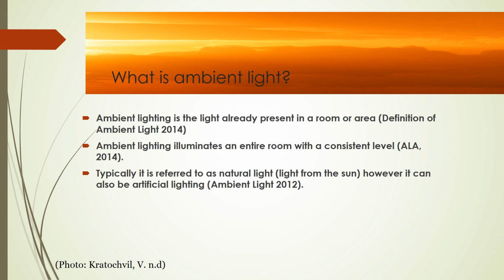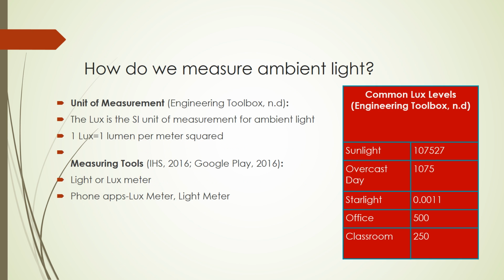Ambient light is everywhere. It is the light that is present in any room and illuminates an entire room with a consistent level. Ambient lighting includes light from the sun, but can also include artificial lighting.